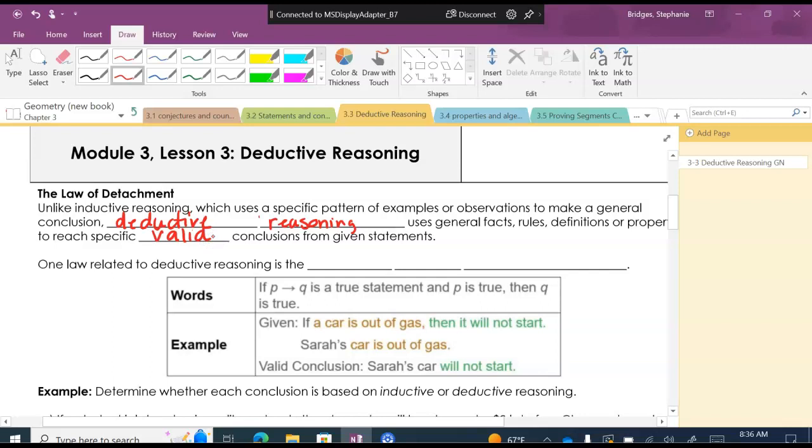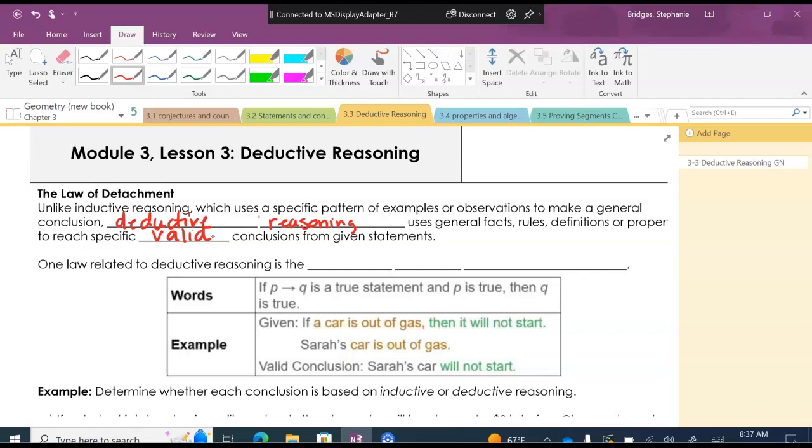Okay? So, for example, the law says on Mahan, the speed limit is 45. Well, if I'm driving 65, what can we assume? If you break the speed limit, you're going to get a speeding ticket. Right. I'm driving 65, so you can assume I'm going to get a speeding ticket. So that's what deductive reasoning is based off of: rules, definitions, laws, things like that.